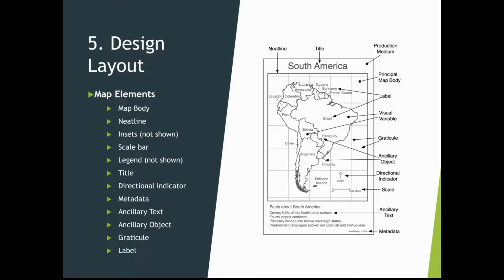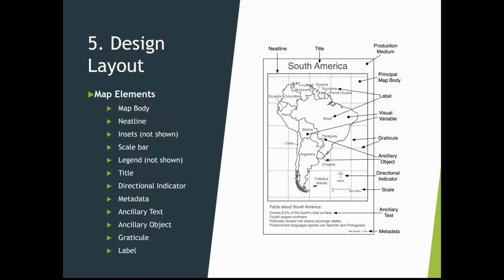The neat line is like a frame for the map. It typically surrounds the entire map and allows the map to separate itself from the surrounding page or elements. The lines can also surround other map elements to set them apart. An inset map is a smaller map body that shows greater detail for an area on the main map body. A scale bar communicates the ratio at which the Earth has been reduced to be placed on the map.